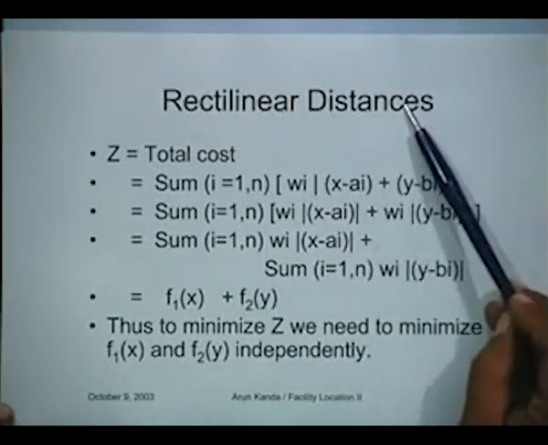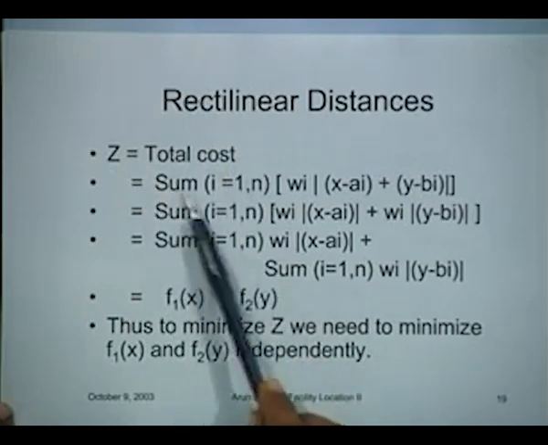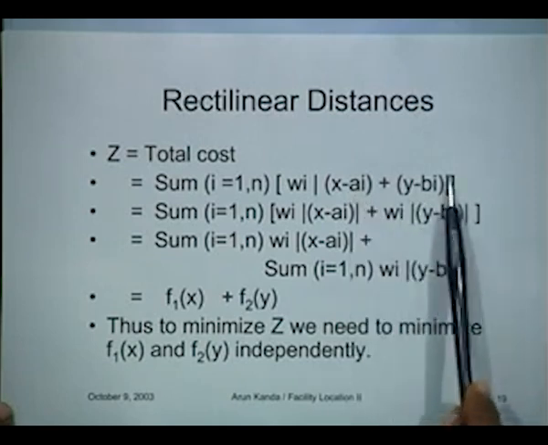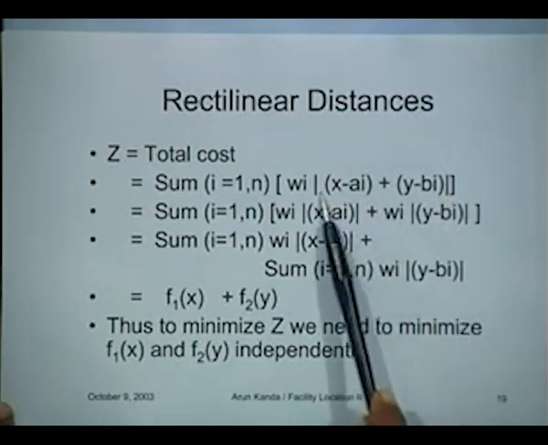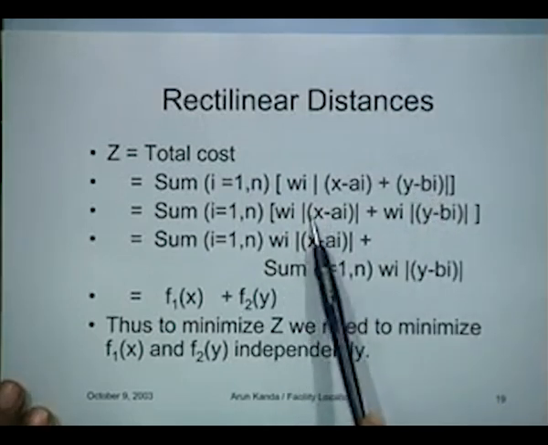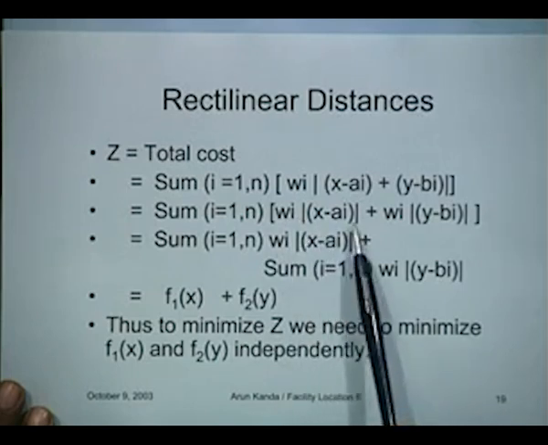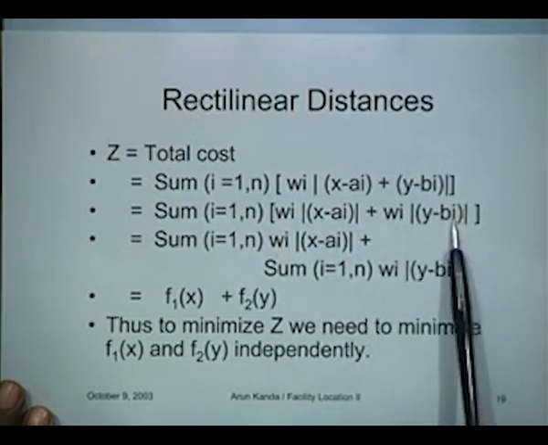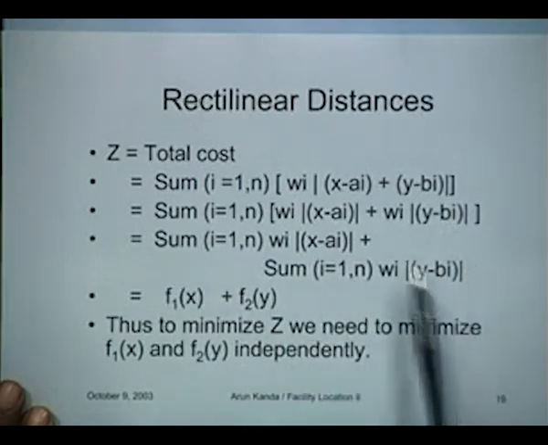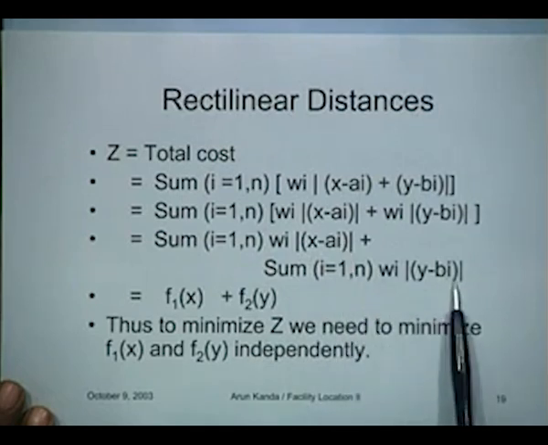In a rectilinear distance problem, our objective function is very simply z, which is the total cost, which is the summation from i equal to 1 to n of wi into |x minus ai| plus |y minus bi|. That is what the rectilinear distance is. The only interesting thing here is that this function could be broken up like this: wi into |x minus ai| plus wi into |y minus bi|, which can then be written as two separate summations: the summation for |x minus ai| and the summation for |y minus bi|.